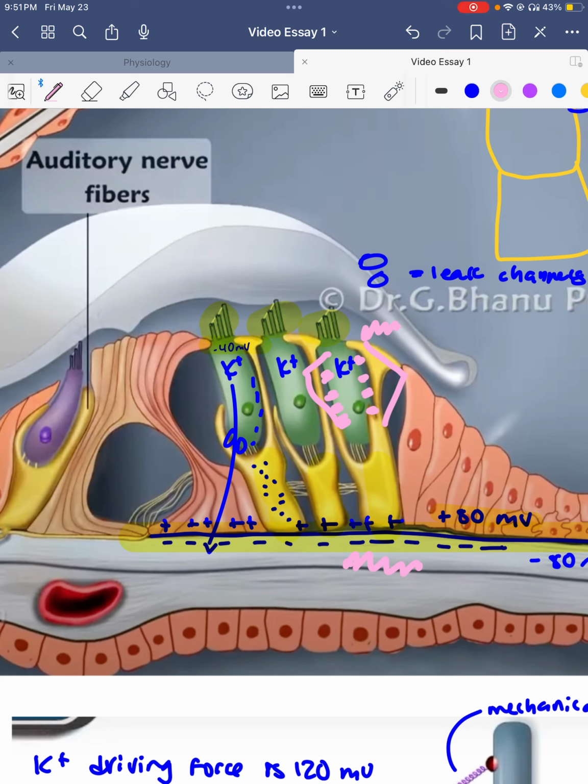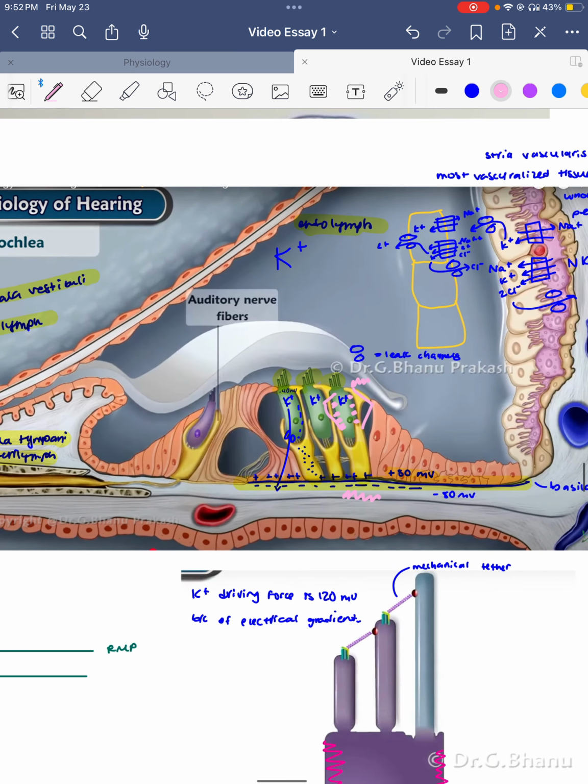So louder sounds equals more vibration, more ion channels open, more neurotransmitter, more action potentials. The pitch tells you which part of the basilar membrane is active, is having resonance with the sound. And the loudness is about how many action potentials fire. Efferent signals from the brain can dampen hair cell activity, helping you tune out background noise or sleep through sounds.